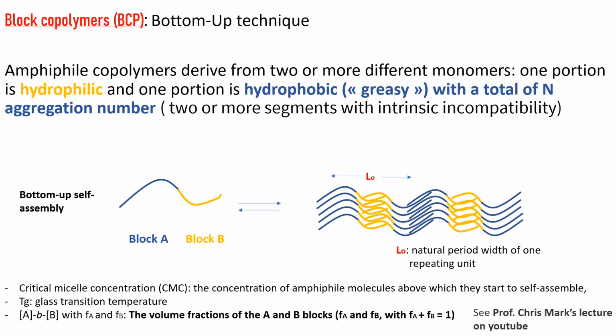Block copolymers are characterized by their Tg, the glass transition temperature, giving information about the stretching between the chains. Also by the volume fractions of block A and block B, fA and fB. And the aggregation process is characterized by the critical micelle concentration, the concentration of amphiphilic molecules above which they start to self-assemble.